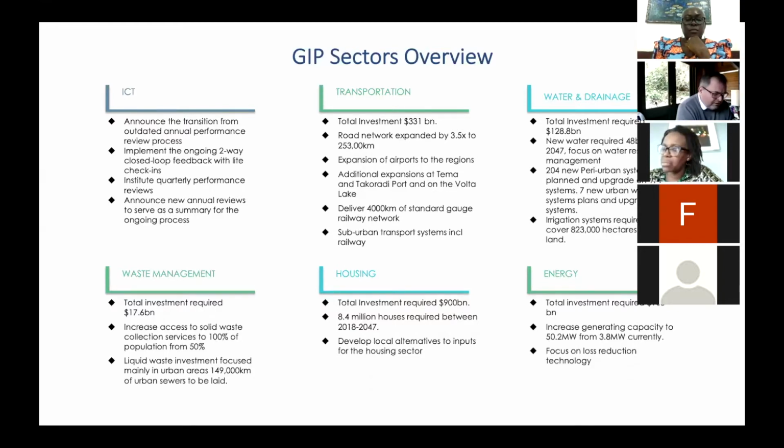So there's quite a lot of road building, and we've heard this year the government articulate that it is the year of the roads. Well, I think the next 3 decades will be the decades of roads with that aggressive road construction program. In addition to roads, they're looking at further expansion of the airports to the regions and additional investments to expand the Tema and Takoradi ports, with an increased emphasis on the inland ports on the Volta Lake. But they're also looking at suburban transport systems to improve the movement of people as urbanization increases in Ghana.